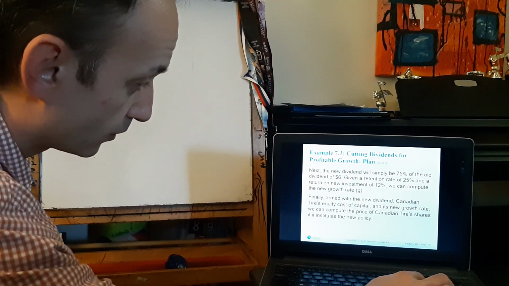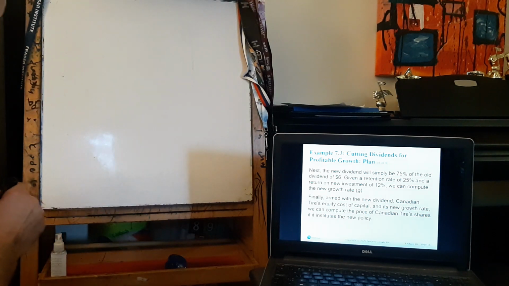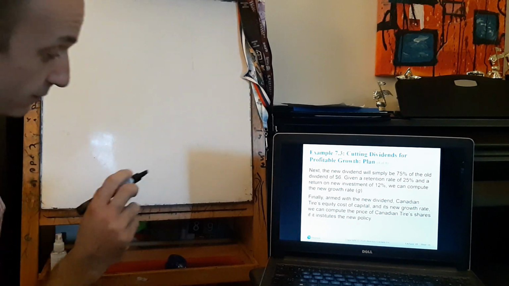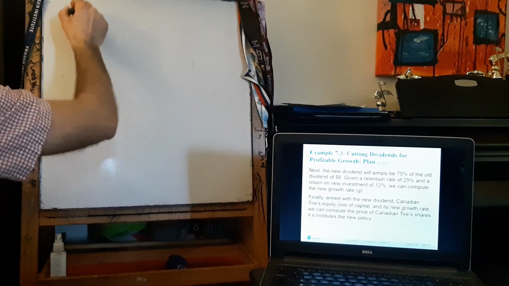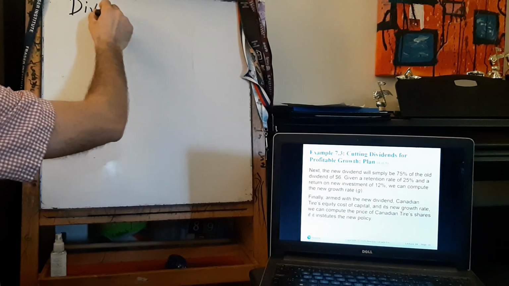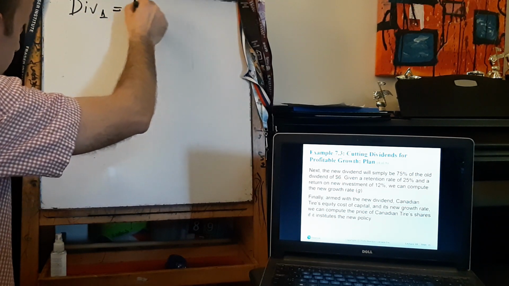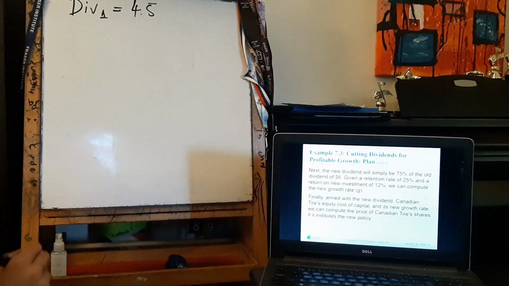We don't really have to look at these slides right now. We can actually explain what's going on there. So if now dividends are 75% of what they were before, the new dividends, let's call them dividend 1, equals $4.50 per share.